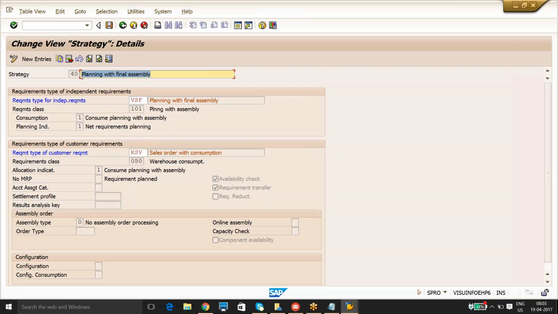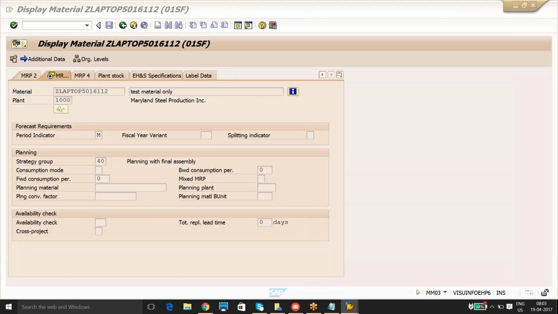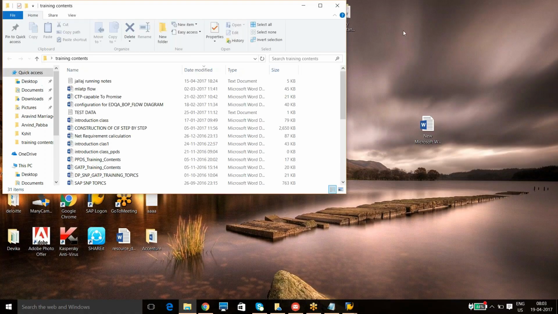So for this strategy group 40, I have a requirement class 50, right? Yes. So now you have understood this is a requirement class. So I will make you go through a small document, where you will be able to see how the overall process of transfer of requirement happens and how it actually reflects in our APO with the configuration I will be showing you.